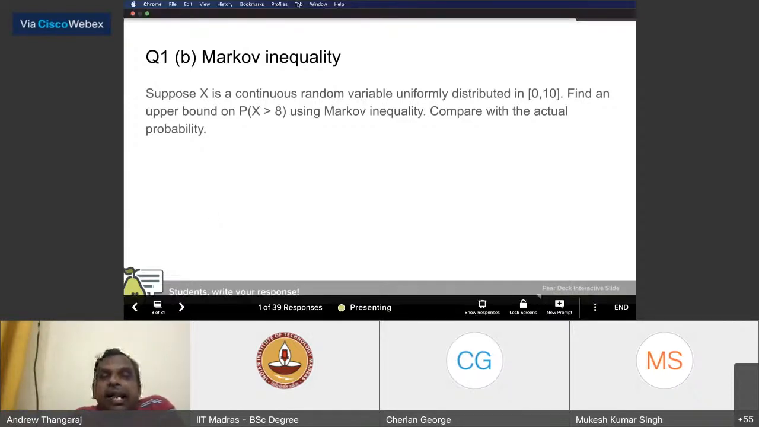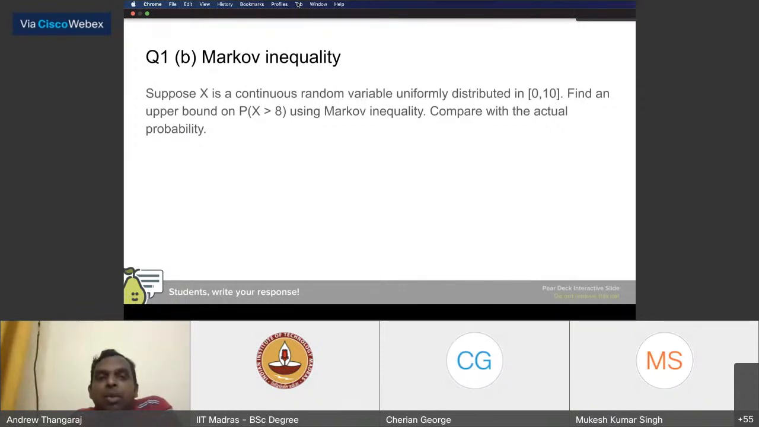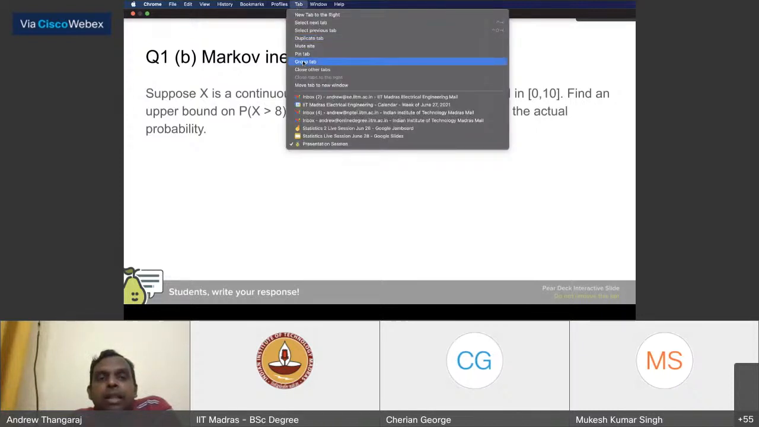Now here again, you may want to use some simple facts about continuous random variables. For that, I had asked for something. Let me just check on this.